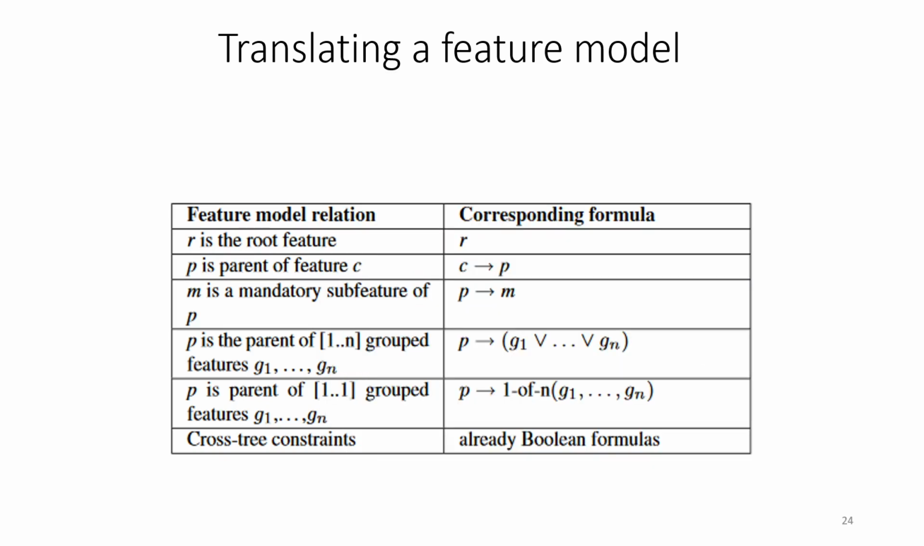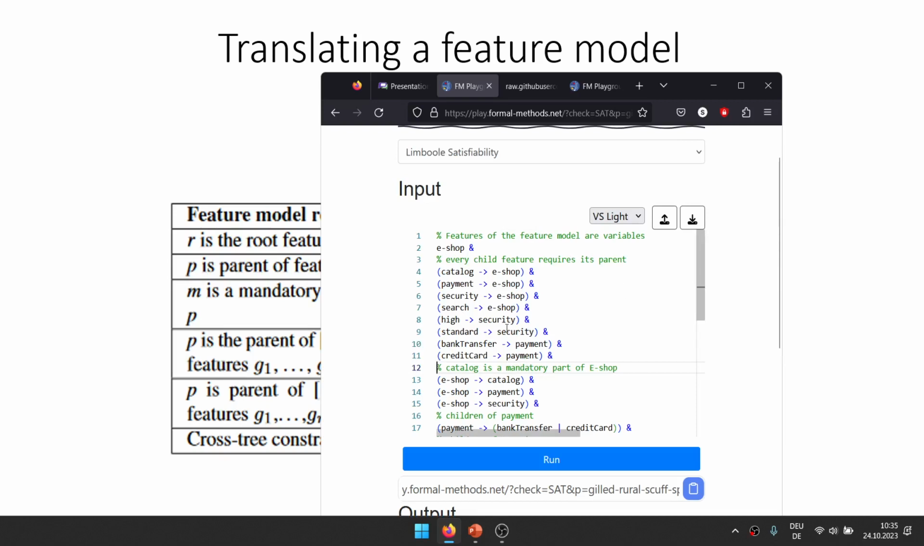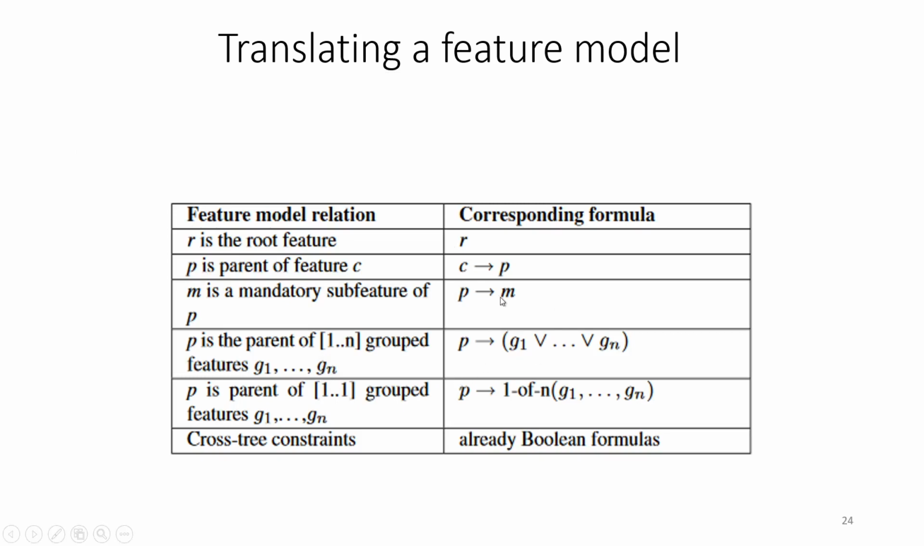Then we said if feature M is a mandatory subfeature of the parent, then it says the parent implies M. It's one of the first ones that we developed, right? So eShop implies catalog, eShop implies payment and security, exactly this formula.